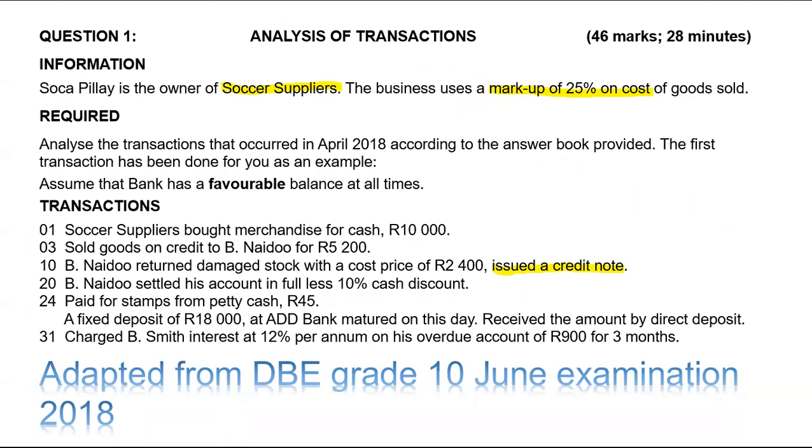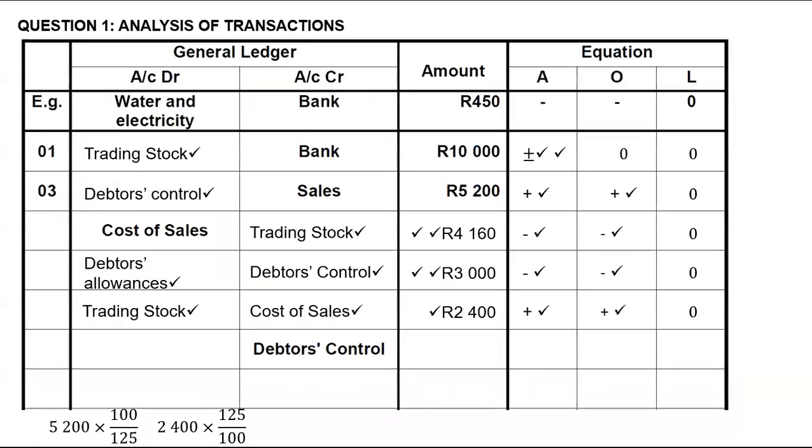On the 3rd, he bought goods worth 5,200, and on the 10th, he returned goods, but we were given the cost price, and the selling price of those goods that were returned, we calculated it. It was 3,000. Remember, B. Naidu will owe us the selling price, not the cost price. For us to determine the amount that he paid, we are simply going to take 5,200 and subtract the 3,000.